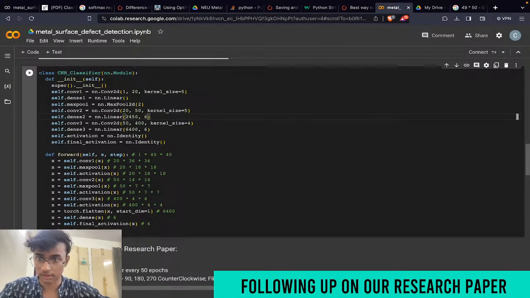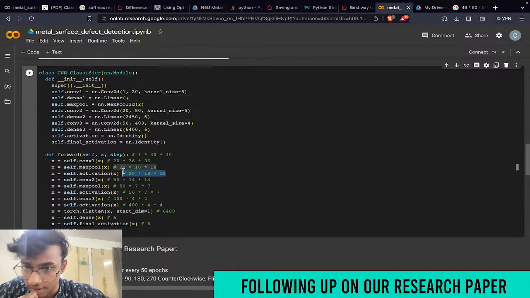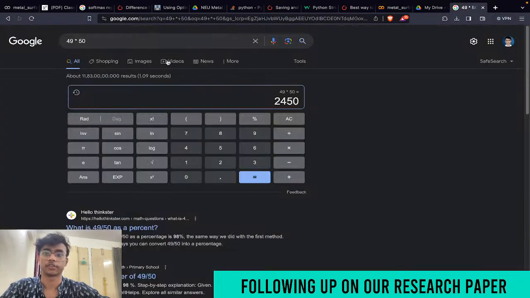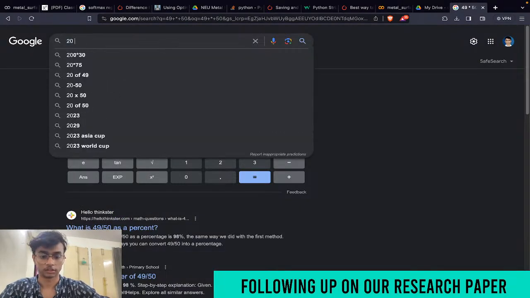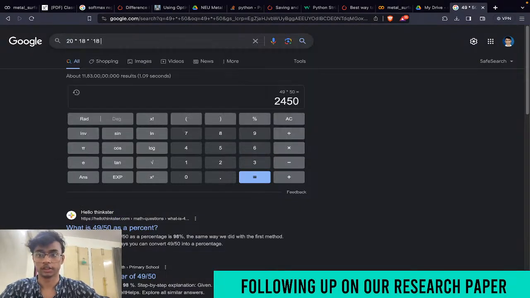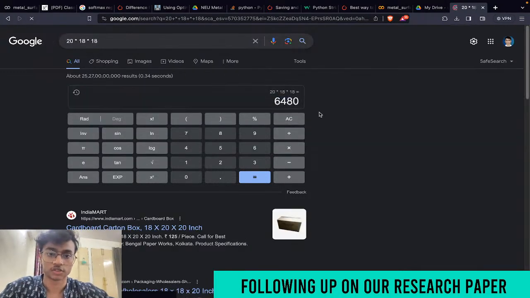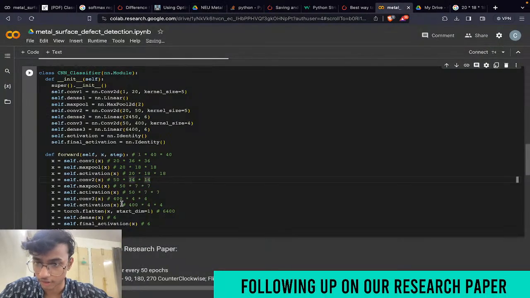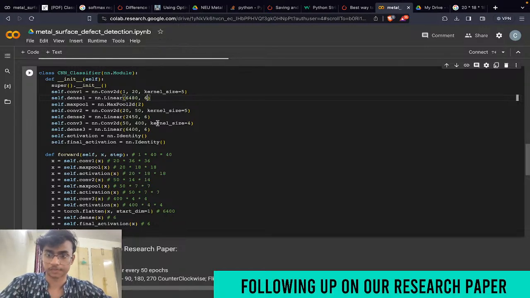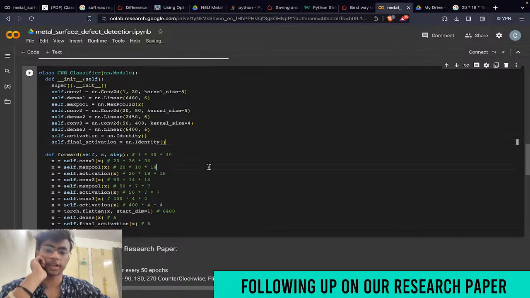comma 6 as the final layer, and for this one, after activation it's left with 20 into 18 into 18. That would give us 6480. So here we'll write 6480 comma 6. So what are we doing, if it doesn't make any sense?